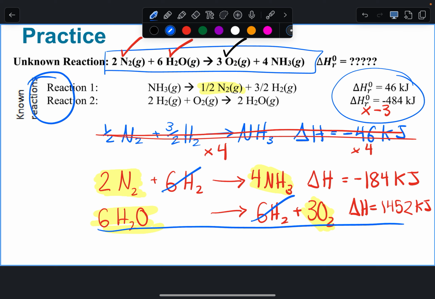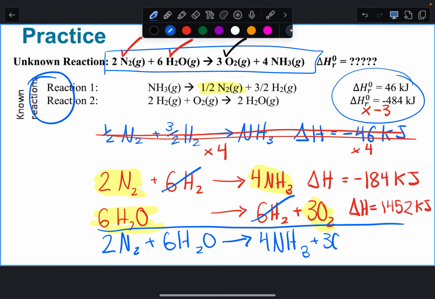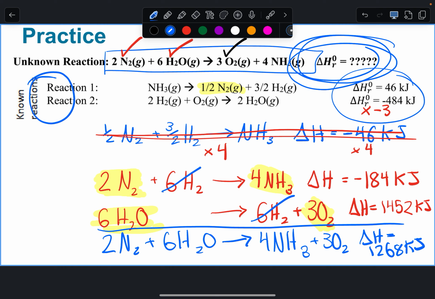So the last step is I sum them together. So 2N2 and 6H2O make 4NH3 and 3O2, and then I add their enthalpies, because whatever I do to the reactions, I have to also do to the enthalpies. And the enthalpy there is 1,268. And that's this value, the thing we were looking for, the enthalpy of the unknown reaction.